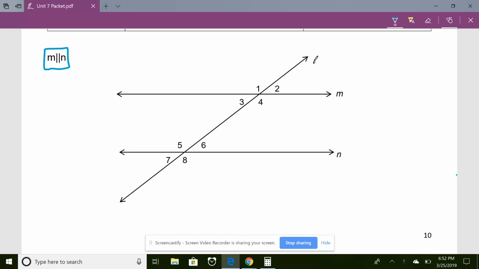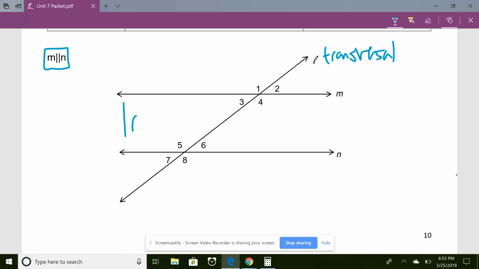Whenever you have two parallel lines cut by a transversal, so L in this case is my transversal, a line that cuts through two parallel lines, they form angles within the diagram. So we need to recognize the names of these different types of angles and angle relationships. First, I want to define the different parts of the diagram.